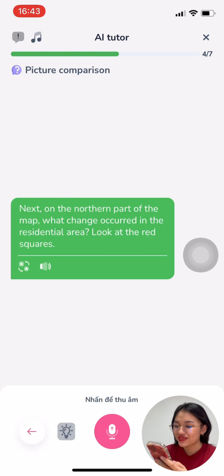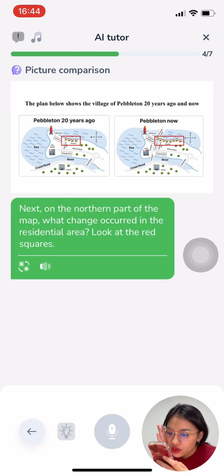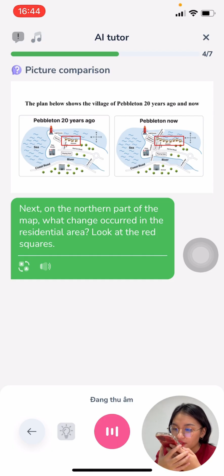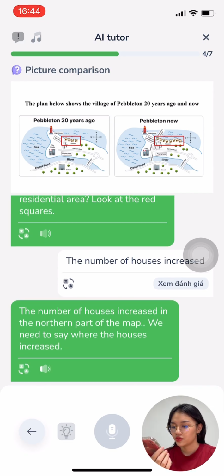Next, on the northern part of the map, what change occurred in the residential area? Look at the red squares. The number of houses increased. The number of houses increased in the northern part of the map. We need to say where the houses increased.